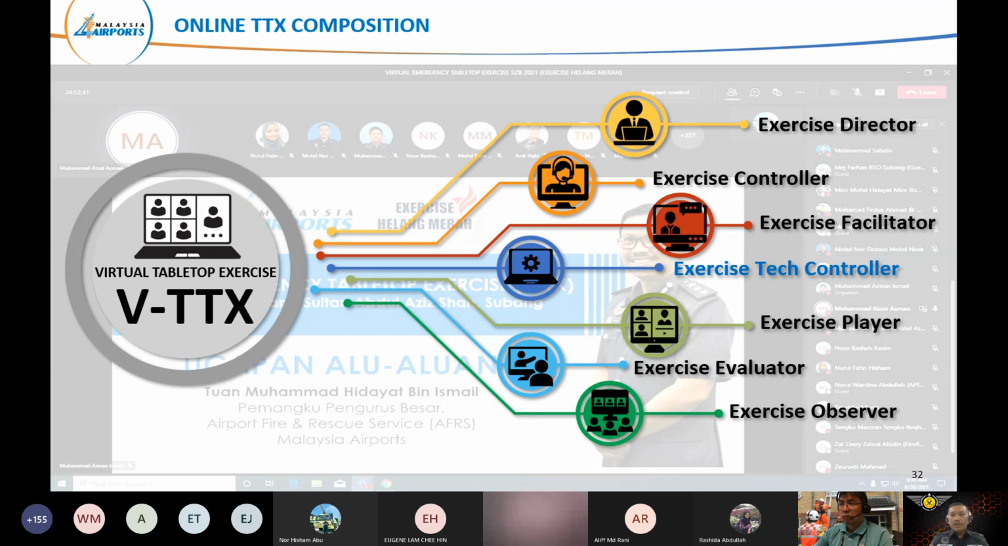So this is the composition of an online tabletop exercise, for example. It depends how big is your exercise, how many people do you have. You can even combine the composition. Exercise controller can be exercise facilitator as well, or exercise director also can be exercise facilitator, as long as you achieve the objective set at the beginning of the pre-planning.